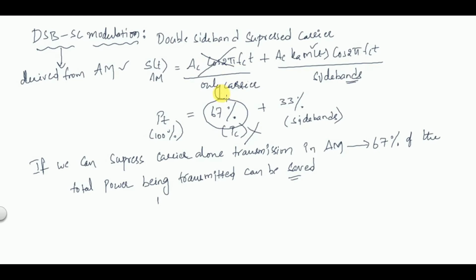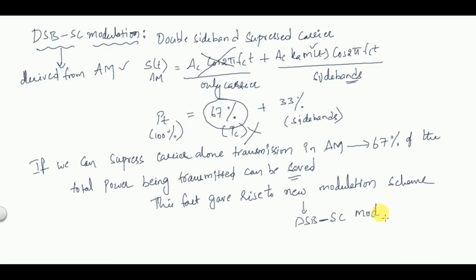Okay, so this fact gave rise to a new modulation scheme, which is called double sideband suppressed carrier modulation. Okay, so the term suppressed carrier does not mean we are suppressing the entire carrier. Suppressing the entire carrier is the wrong idea. Carrier alone transmission is being suppressed. We are not suppressing the total carrier here.